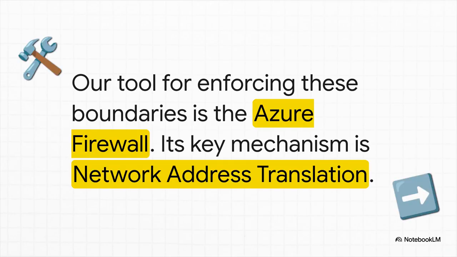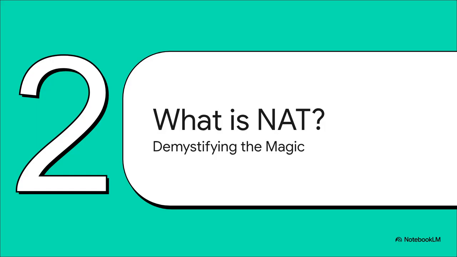Okay, so to actually enforce all those principles, we need a tool. And in the world of Azure, our go-to tool is the Azure Firewall. The main trick up its sleeve, the secret sauce that makes it all work, is a process called Network Address Translation. You've probably heard it called NAT. All right, so the firewall's secret weapon is NAT. Let's pull back the curtain on what can feel like some kind of dark magic. It sounds super technical, but I promise the core idea is actually pretty straightforward once you see it.